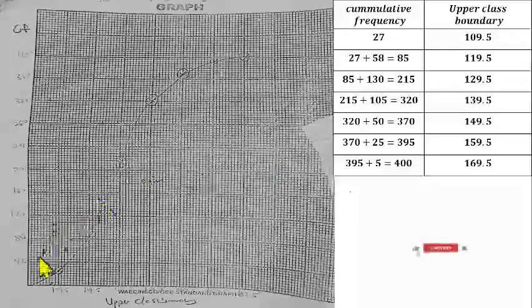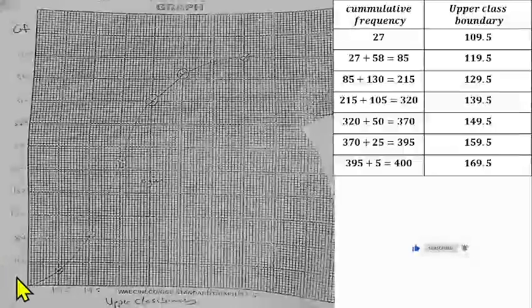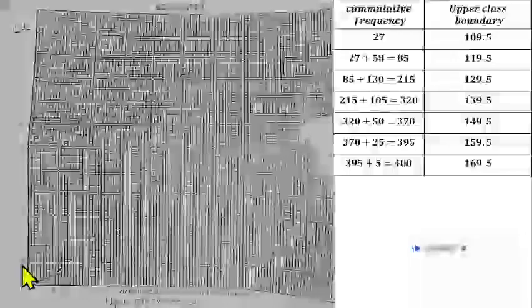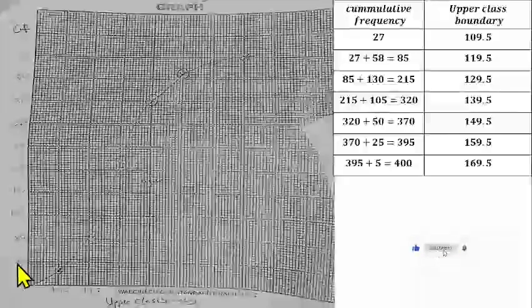So the first thing to do is to label your axis: cumulative frequency, and this is upper class boundaries. Then you need to scale your axis. On this y-axis, we use 40 units for each 2 centimeters.